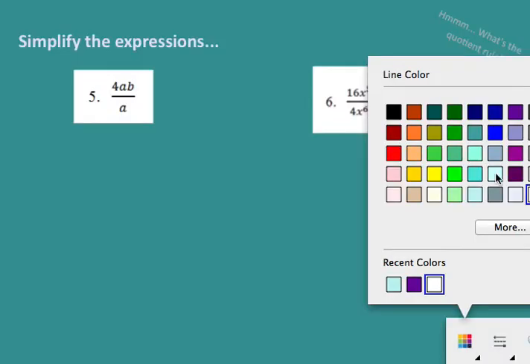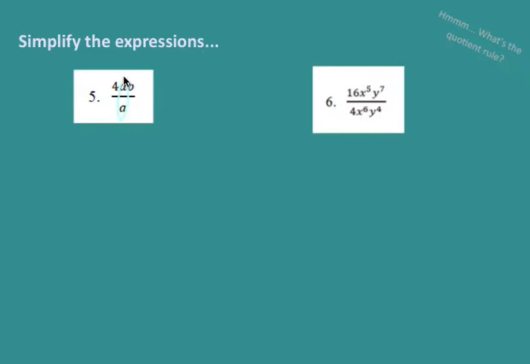So for number 5, we want to simplify. I notice I have a to the first over a to the first. Well, if you think about it, a over a is going to cancel out to 1. 2 over 2 is 1. 4 over 4 is 1. So this is just going to end up being 4b.